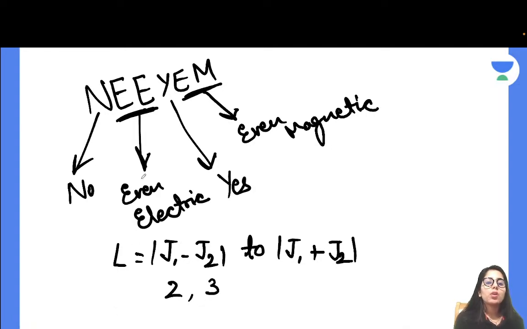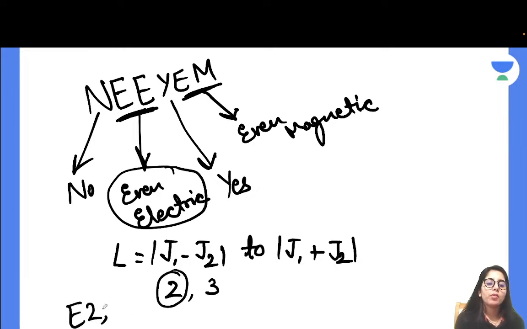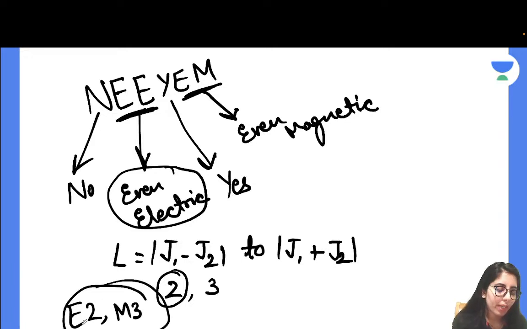And since you know there is no parity change, the even component will be electric. So E2. And what about the odd one? That will be for magnetic. So M3. E2 and M3 you got, right? So this is how you are just going to get your final answer. And that's your option C, which was the correct one.